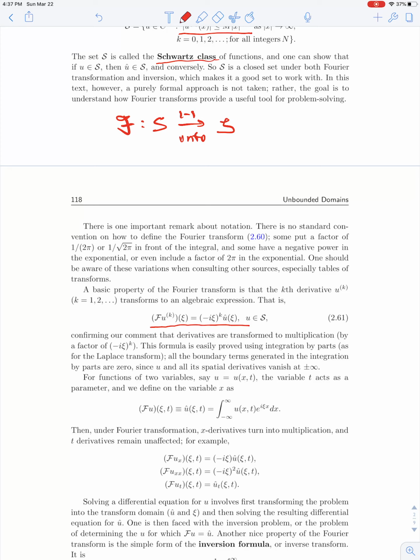Let's say we want to calculate the Fourier transform of the first derivative of the function. So by definition, it is the integral from negative infinity to positive infinity of e^(icx) times u'(x) dx. So we use this term.